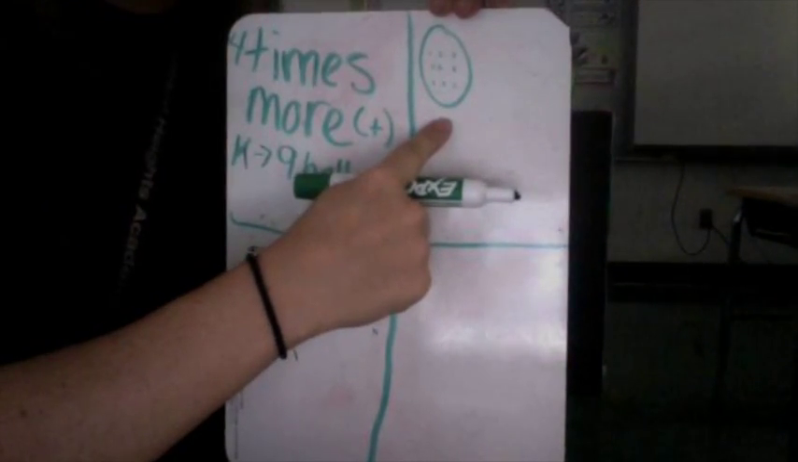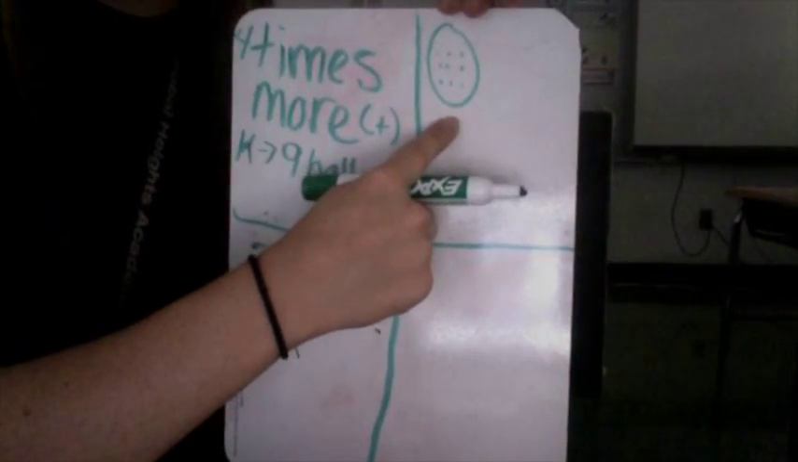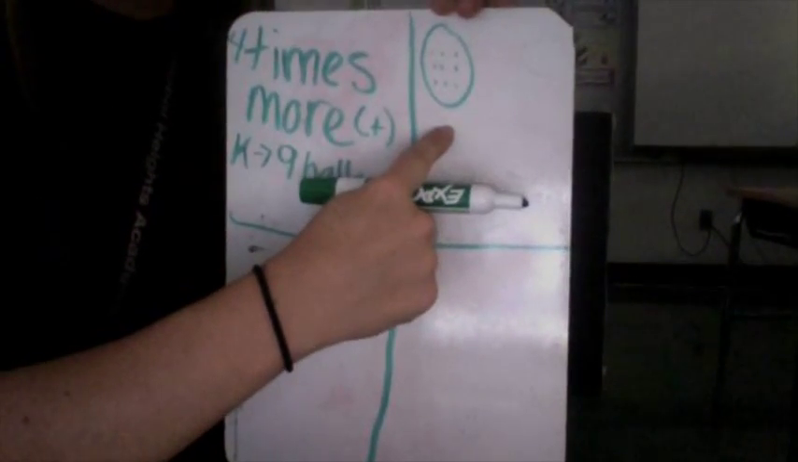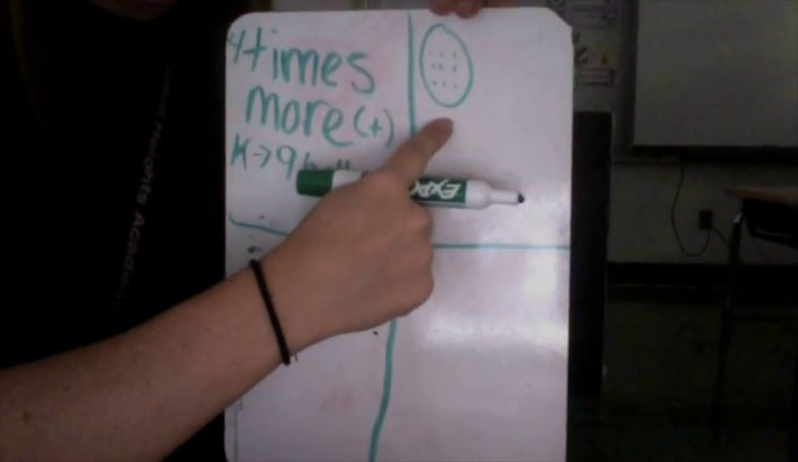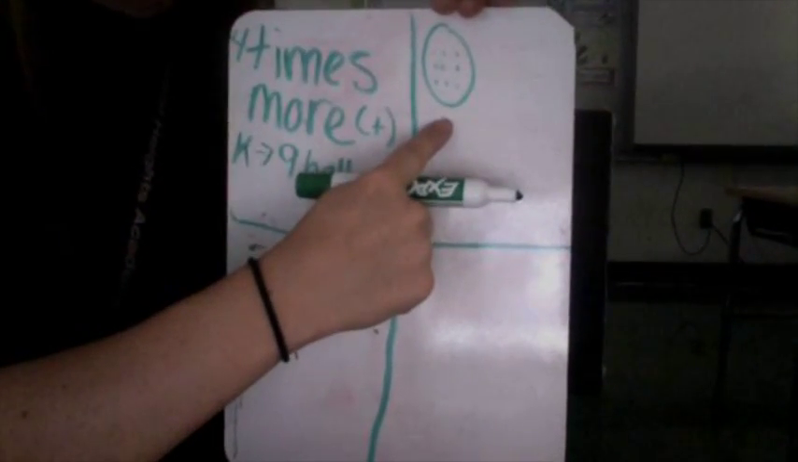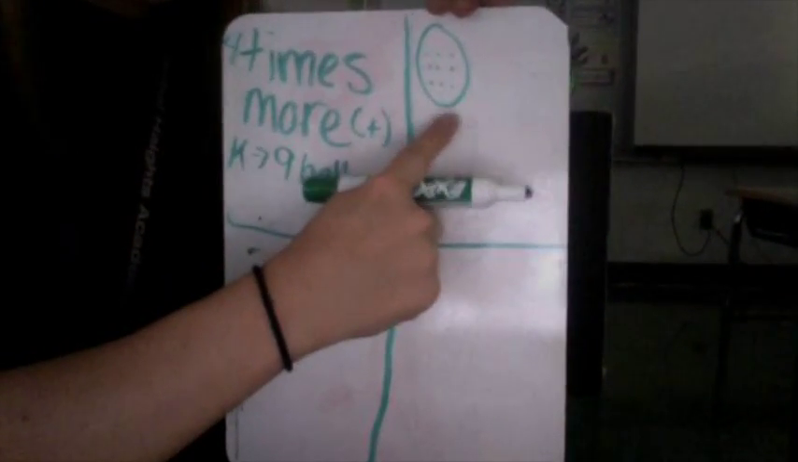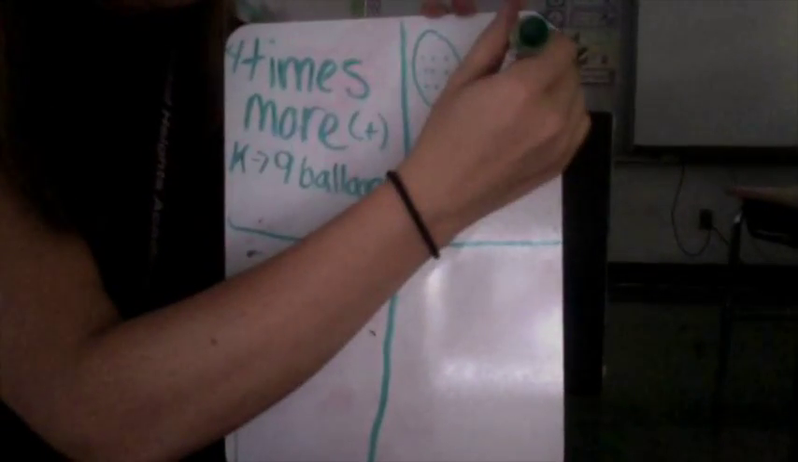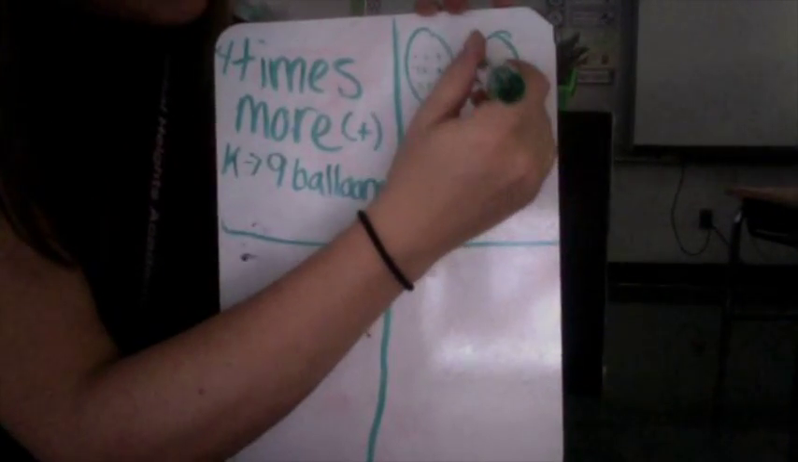Okay? But we're not trying to figure out Keith. We're trying to figure out Mike. And Mike has got 4 times that many. So he's got to have 4 groups of 9. So we already have one group of 9. Now we're going to do 2 groups of 9.